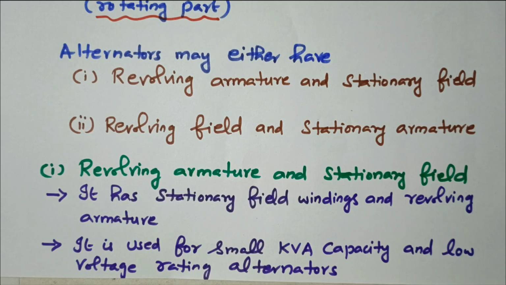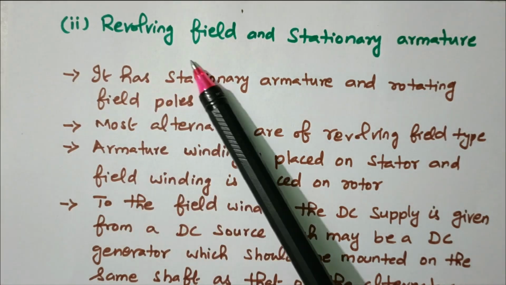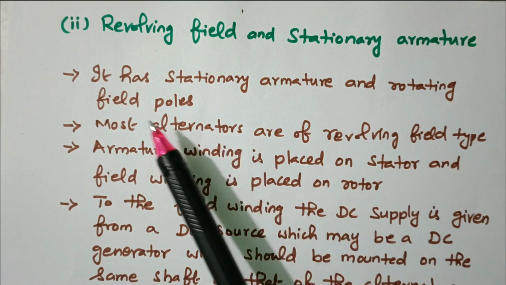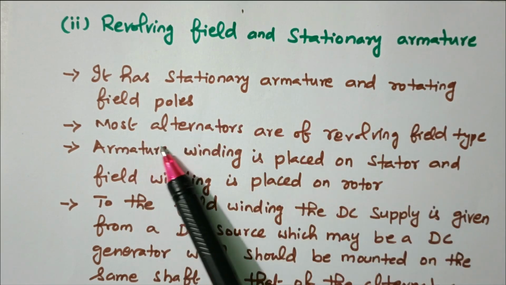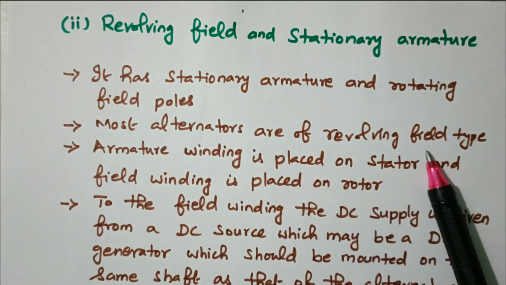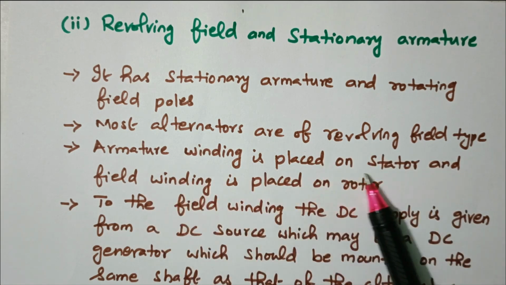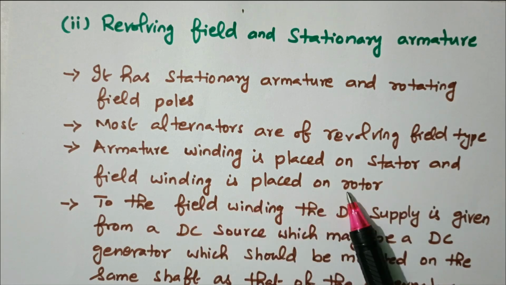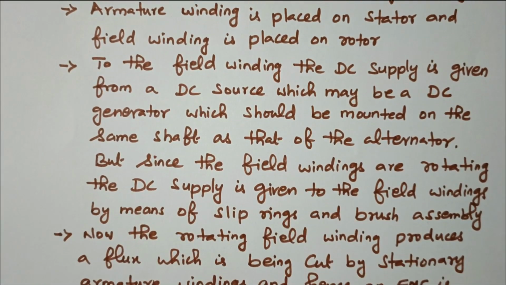The alternator construction and operation have a separate video available. This is only an introduction. Now the next type: revolving field and stationary armature. It has a stationary armature and rotating field poles. Most alternators are of the revolving field type; almost commonly we use the revolving field type. The armature winding is placed on the stator and the field winding is placed on the rotor, as we already discussed.